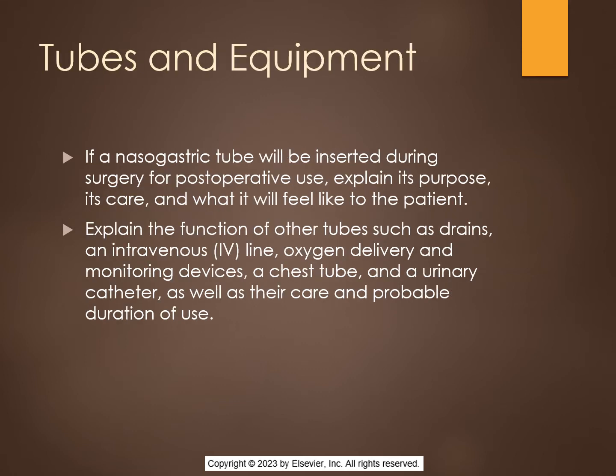If an NG tube will be inserted during surgery for postoperative use, you must explain its purpose, how to care for it, and what it will feel like to your patient. The tube will usually be removed when bowel sounds have returned and nausea has passed. Explain the function of any other tubes and drains, such as an IV line, any oxygen delivery and monitoring devices, a chest tube, a urinary catheter, as well as their care and probable duration of use.